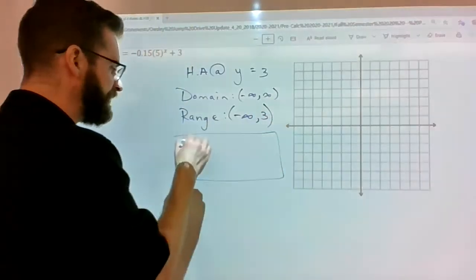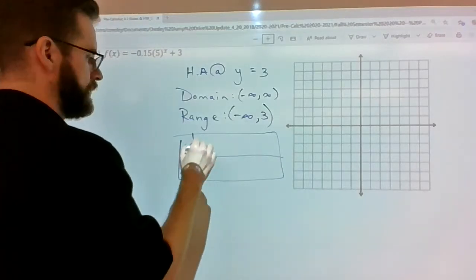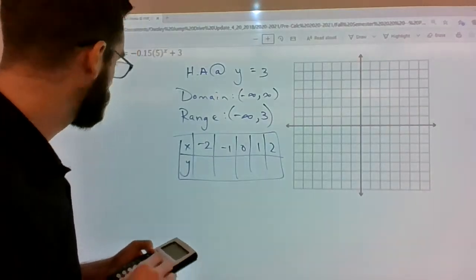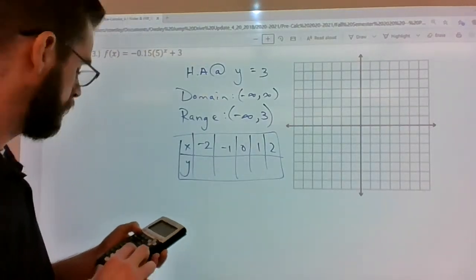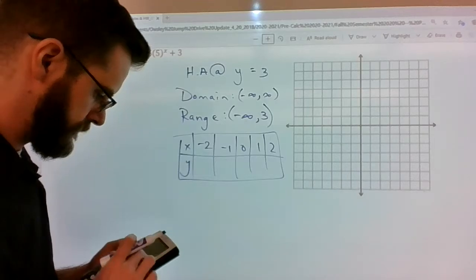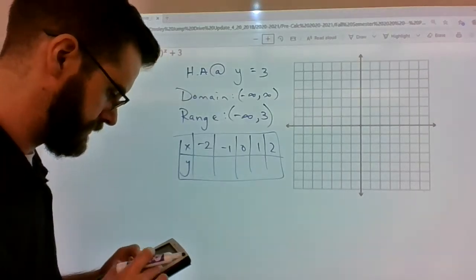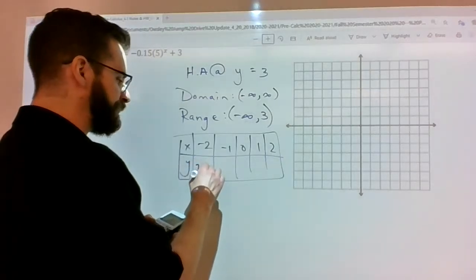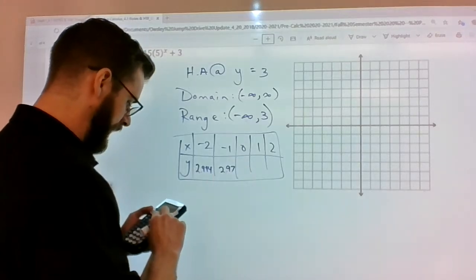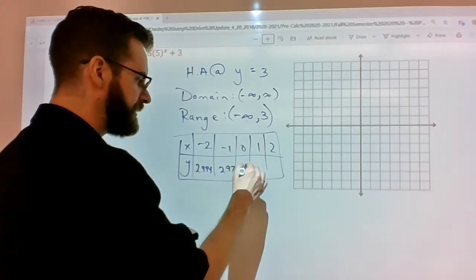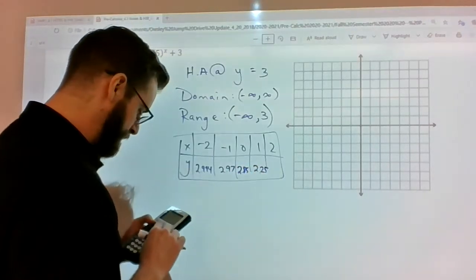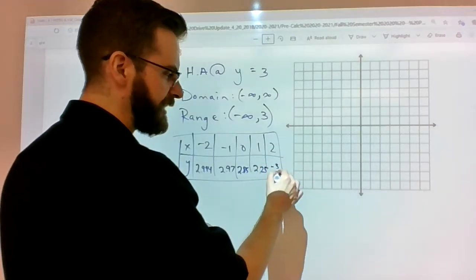All right, so what does my table of values tell me? I'm just going to go -2, -1, 0, 1, 2. We don't want to start at -1,000. All right, this is like 2.994. This is 2.97. Okay. I hear you. 2.85. 2.25. That gives me -3/4 or -0.75.